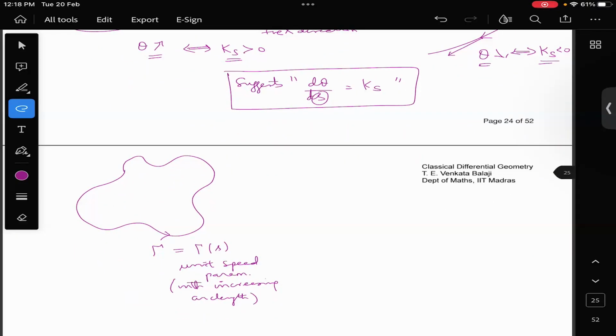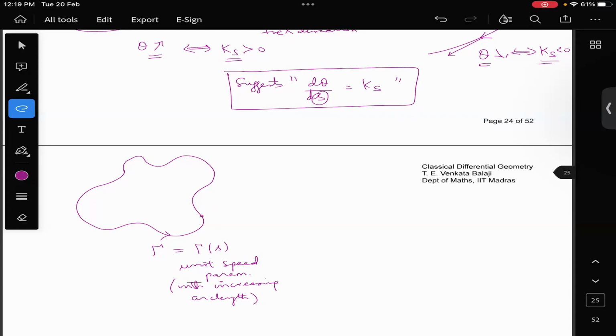Mind you, when you do this unit speed parameterization, I told you that you can use either plus arc length or minus arc length plus a constant. I want to use plus arc length so that all the signs come out correctly. This kind of unit speed parameterization always exists for a regular curve. That is something we have already seen.